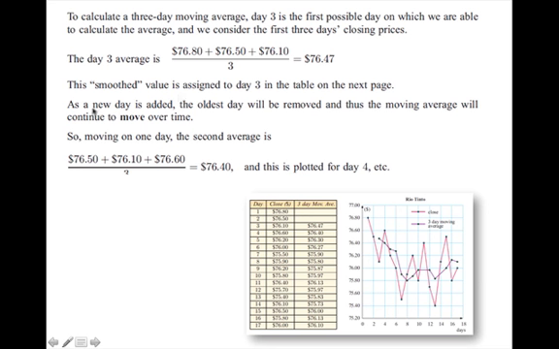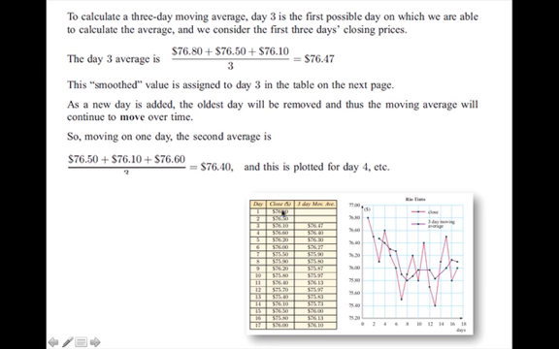Then the next day, a new day is added, the oldest day is dropped off, and then it will go and find the average again. So the average is moving. That's why it's called a moving average. So the moving on one day, the second day average is 76 point. So you can see it here.